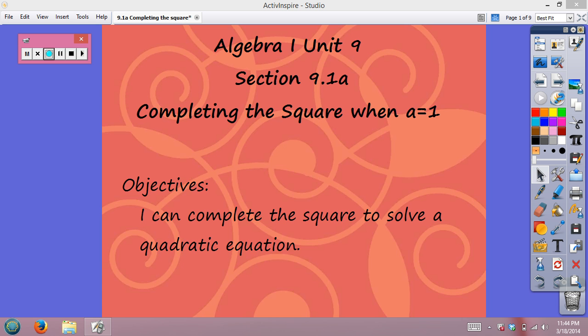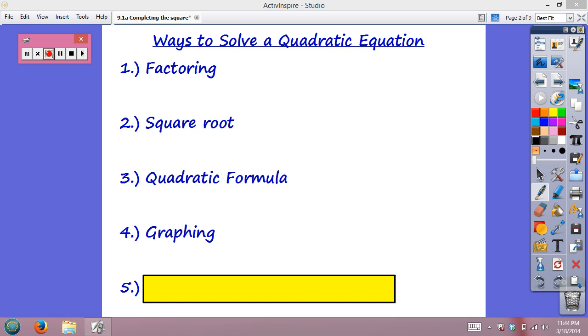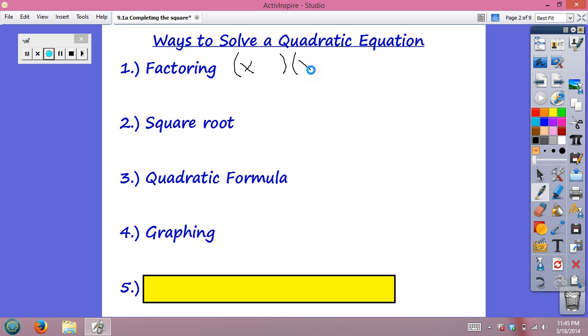In this lesson, we are going to be completing the square when a equals 1 to solve a quadratic equation. Up until this point, we have learned 4 different methods to solve a quadratic equation. The first method being factoring, when we were given a quadratic and asked to factor it to solve for x.